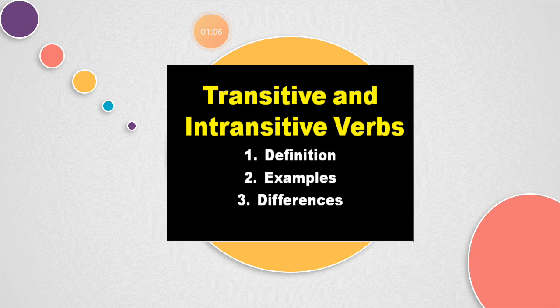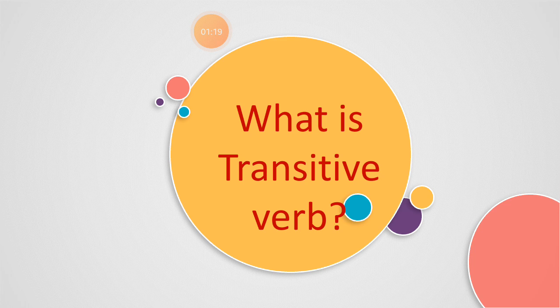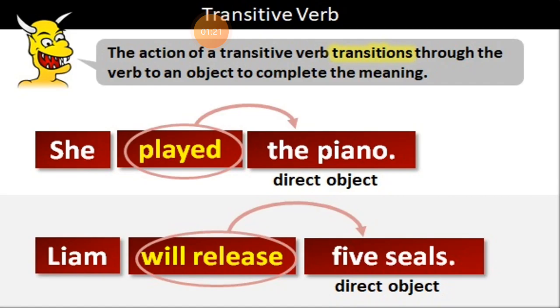Let's start the topic transitive and intransitive verbs. First of all, we'll see the definitions, then examples and differences between the transitive and intransitive verbs with the help of comparison charts. What is a transitive verb? We can define it as: the action of a transitive verb transitions through the verb to an object to complete the meaning. For example, in the sentence, she played the piano.